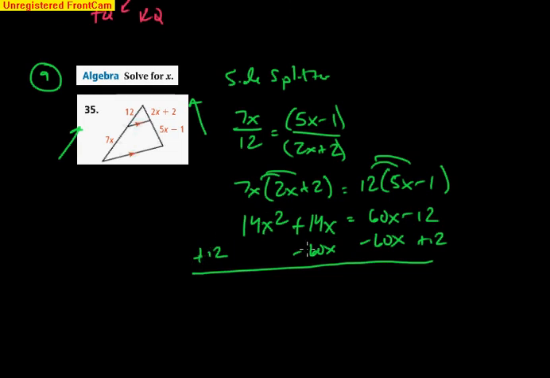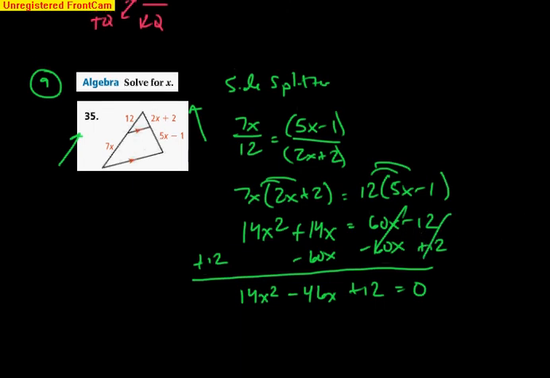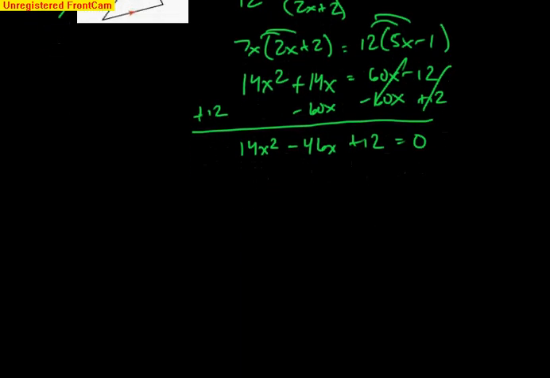Now notice I put the 12 out here because there's no numbers. They all have x's, so the 12 will not combine with anything. I'll put the 14x squared first. 14x minus 60x is negative 46x, and the plus 12 comes down. These cancel, and there's 0 on that side.